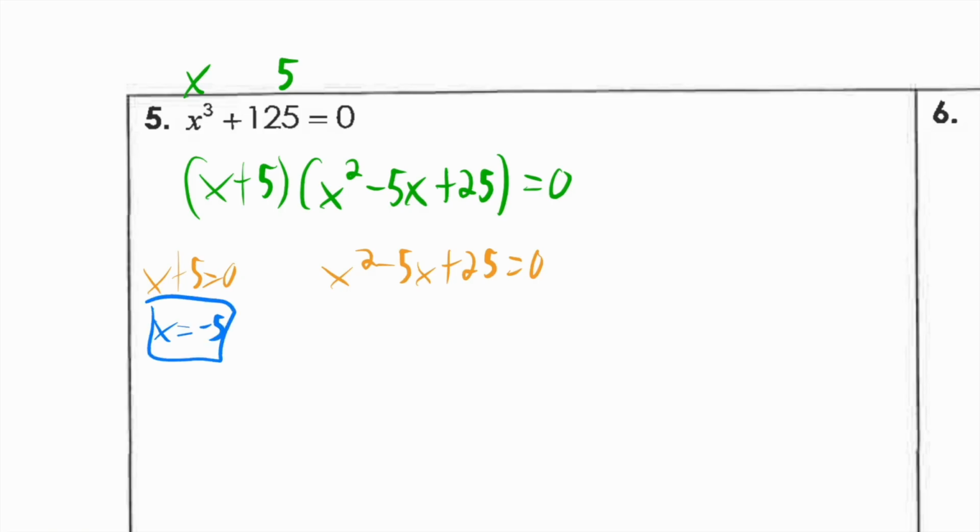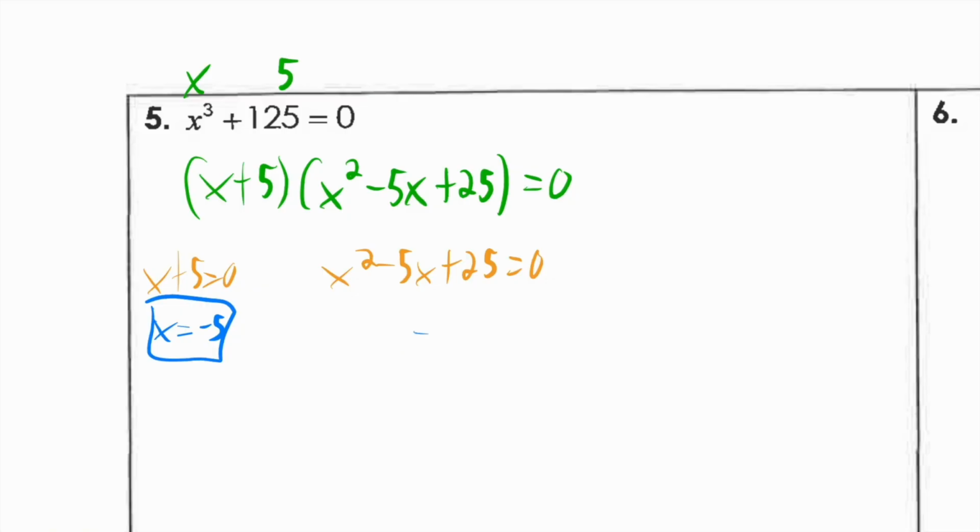For the second one, I have to determine, do I want to use the quadratic formula or complete the square? And a good rule of thumb is to determine whether the b is even or not. And since b is not even, it is odd, and I know that for complete the square I will need to divide by 2, I will choose to do the quadratic formula.